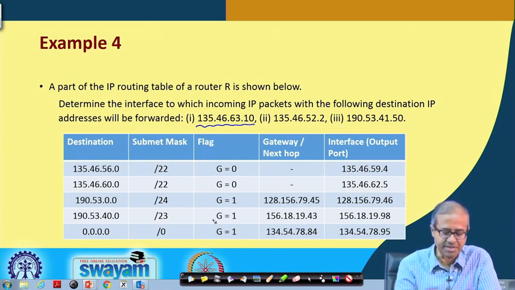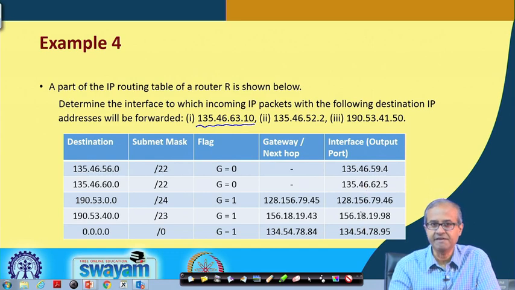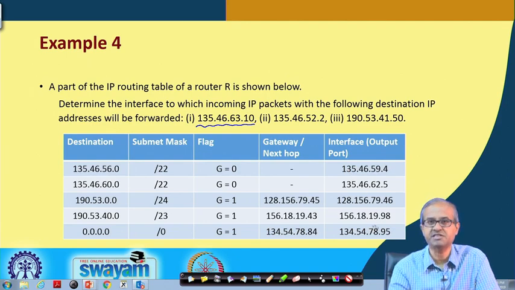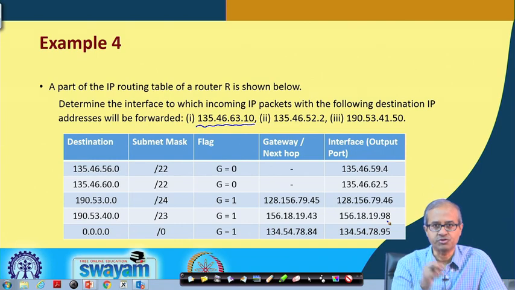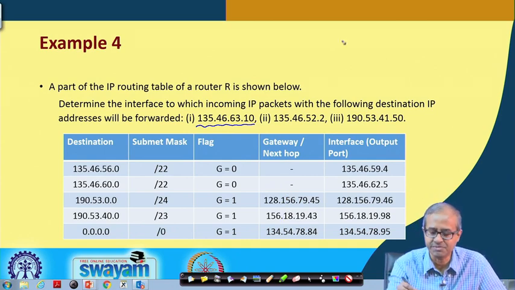The entries, what they mean: destination, subnet mask, you understand, and in the interface, instead of some names like A, B, C, D, E or ETH0, ETH1, some IP addresses are specified. These are the IP addresses of the output ports where the packet will be forwarded. And gateway or next hop is another column I am just showing here. This means something like this.